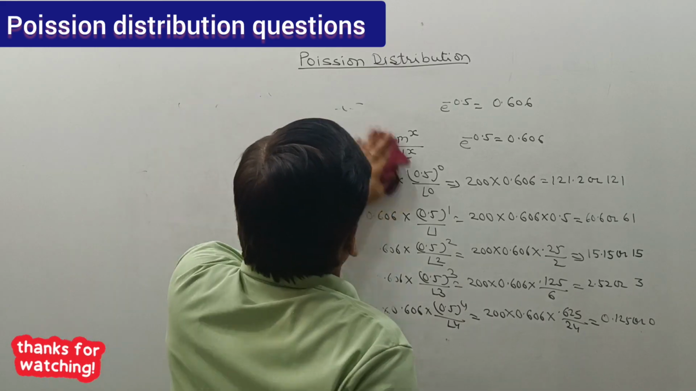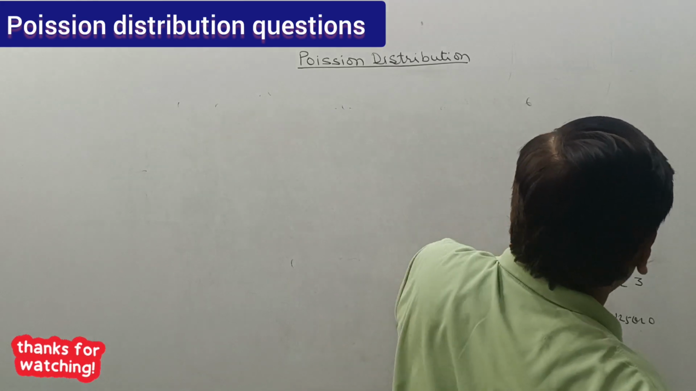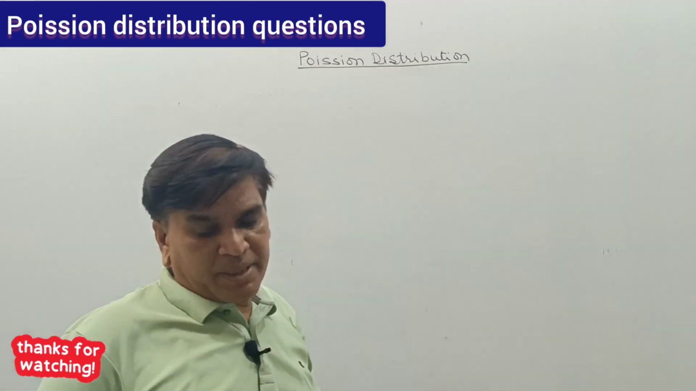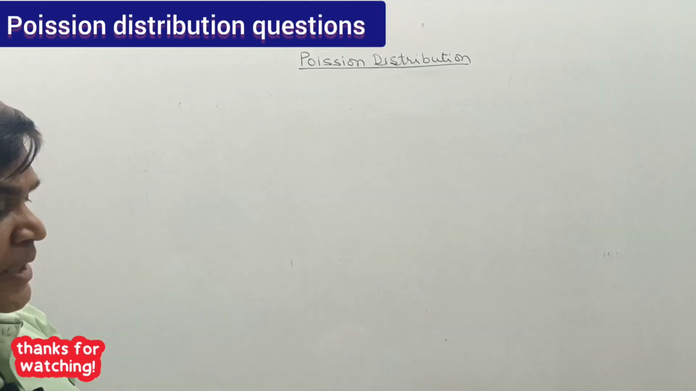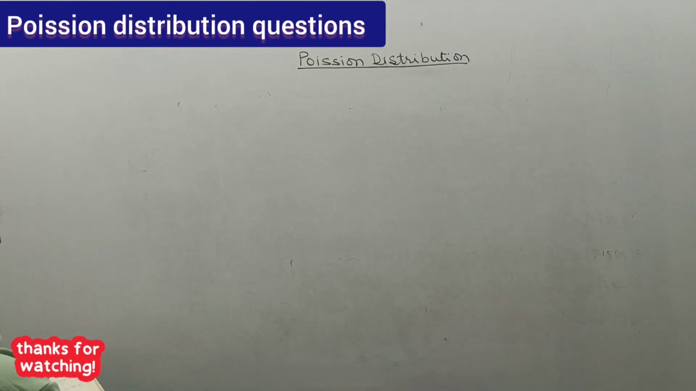हम एक क्वेश्चन और करते हैं Poisson distribution का, ताकि आपको बहुत अच्छी तरीके से क्लियर हो जाए कि how to calculate the Poisson distribution. One more question that is repeating in the examination, I am taking that question.